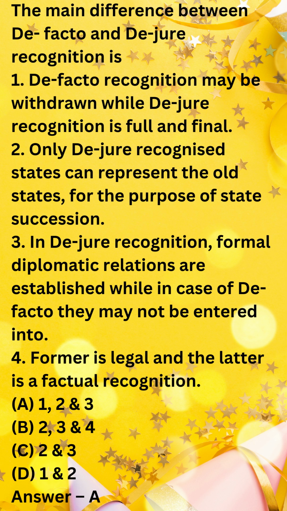Examples. 1. The United States granted de facto recognition to the government of Israel in 1948, but did not grant de jure recognition until 1949. 2. The United States granted de facto recognition to the government of the Taliban in Afghanistan in 2001, but did not grant de jure recognition until 2002.